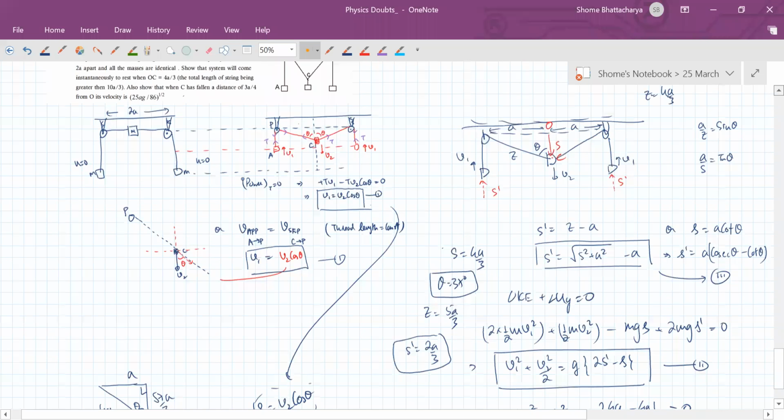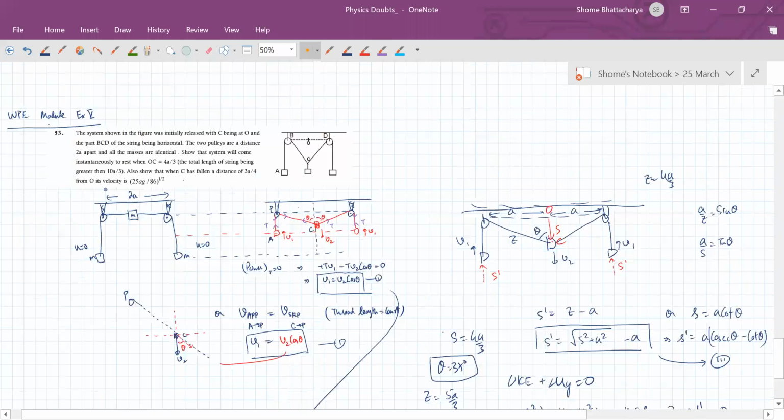Yeah. Show that C has fallen a distance before from O. No, just a minute. Why are we getting the velocity as 0 then? Sir, in the question, it is written system is at rest. No, no, sorry. It is the other way around. When it is at 3a by 4, that is when it has this velocity. At 4a by 3 it comes to rest. So that we have got. Okay. Whereas it's like a second part.